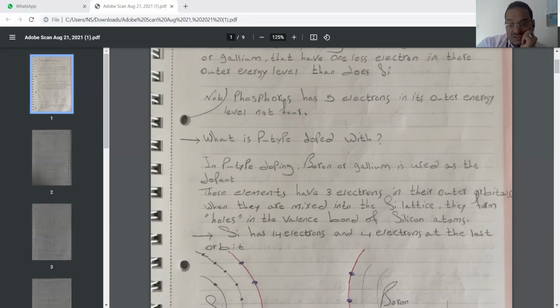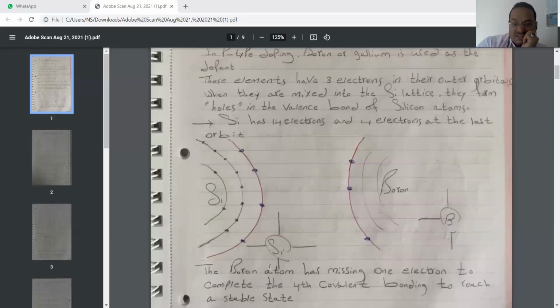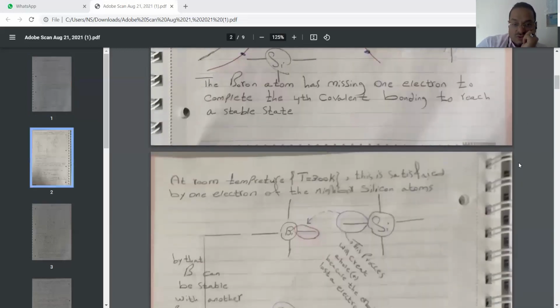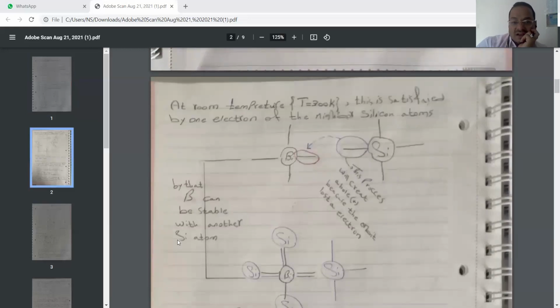Silicon has 4 electrons at the last orbit, like I said before, as I explained in this diagram. Here, let's talk about room temperature. At room temperature, T equals 300 Kelvin, this is satisfied by 1 electron from a neighbor silicon atom. This diagram, I think, is better to understand this idea, because it is the most important idea, the doping, p-doping or n-doping.